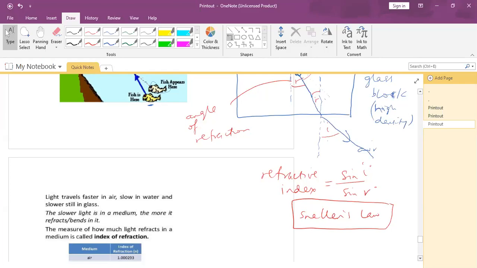Page 227. Look at number 52. It says, in humans, if the diaphragm is pushed upward, there is a decrease in chest volume. This decrease is followed by A, an increase in pressure in the chest cavity and inhalation. B, an increase in pressure in the chest cavity and exhalation. C, a decrease in pressure in the chest cavity and inhalation. And D, a decrease in the pressure in the chest cavity and exhalation.